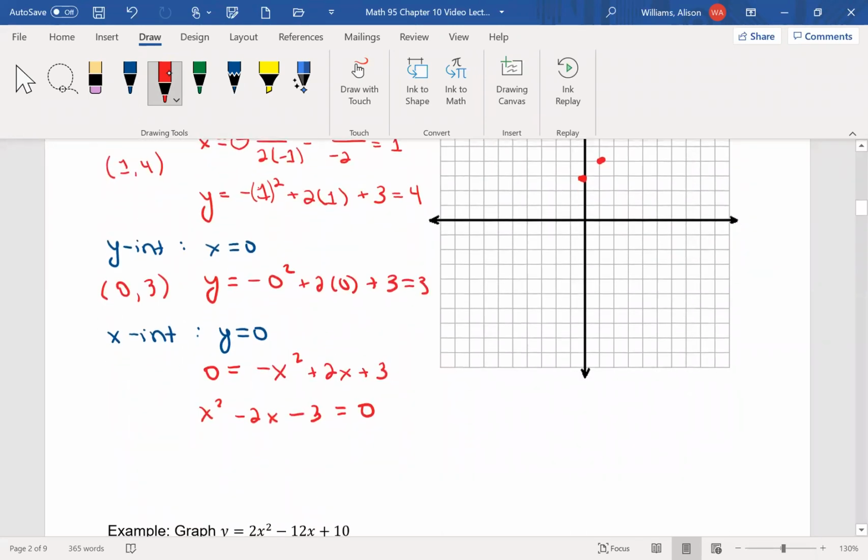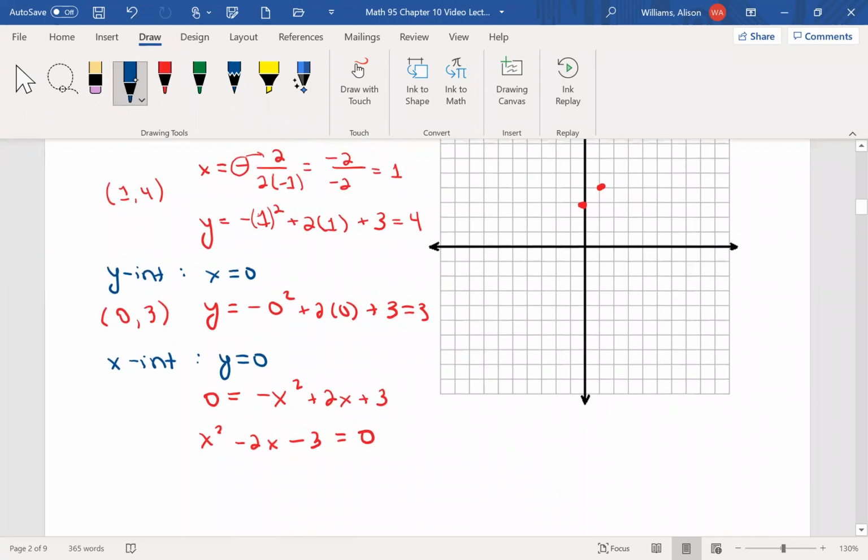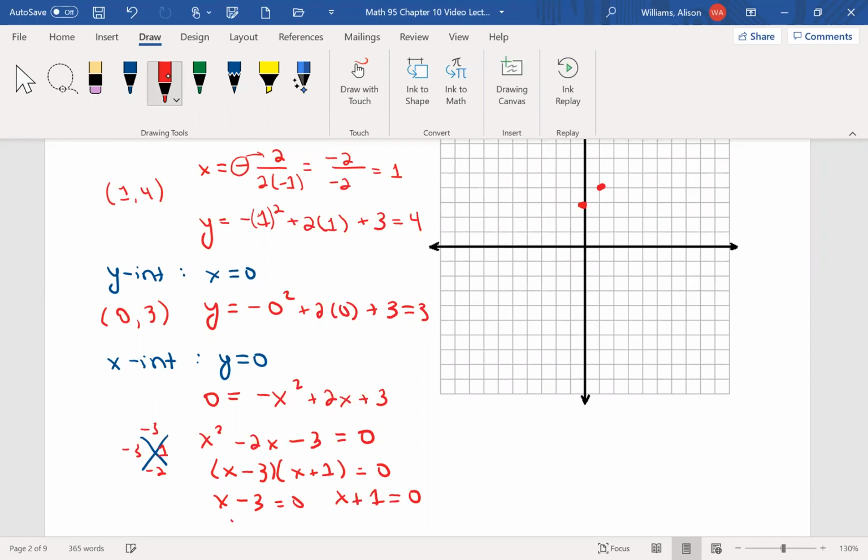So let's factor this puppy here. So that's going to be -3 and -2. Two numbers that multiply to -3 and add to -2 are -3 and 1. X minus 3, x plus 1. So when we set those equal to 0, I get x equals 3 and -1.